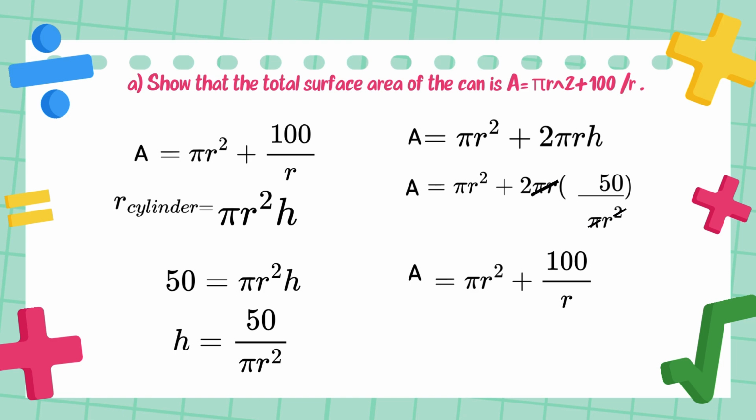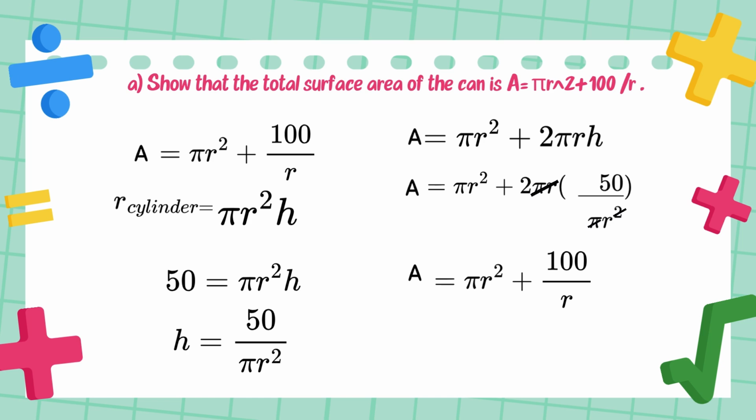Since the can is open top, the surface area A is going to include the base and the side. So the equation would be A equals area of the base plus area of the side. We know that area of the base would be pi r squared and area of the side is 2 pi r h. So it would be A equals pi r squared plus 2 pi r h.